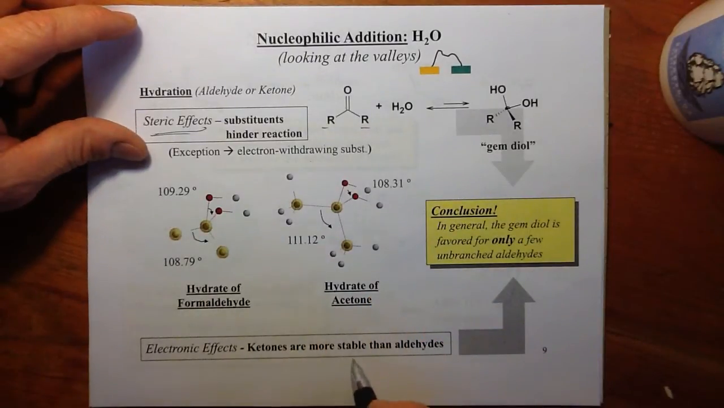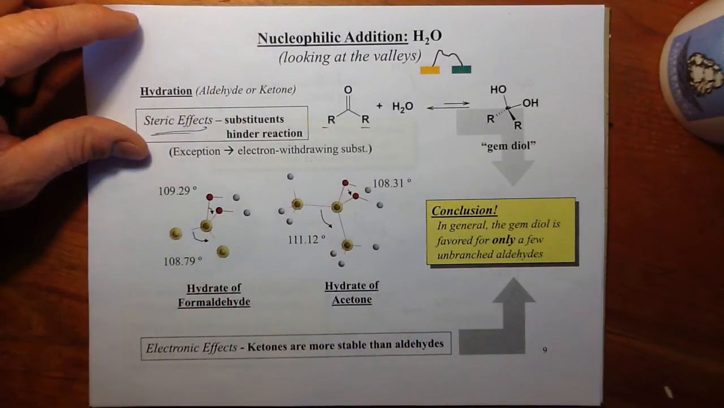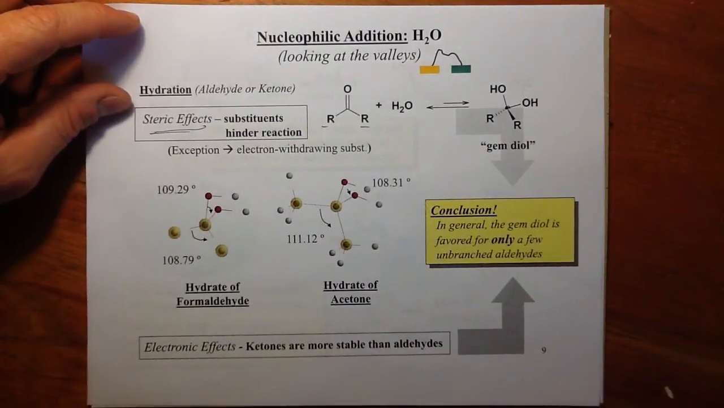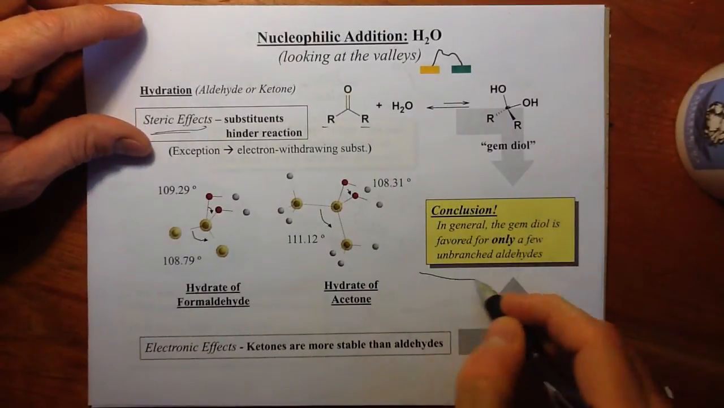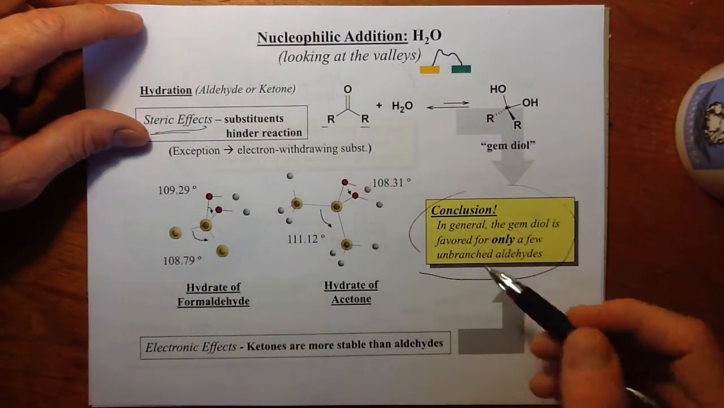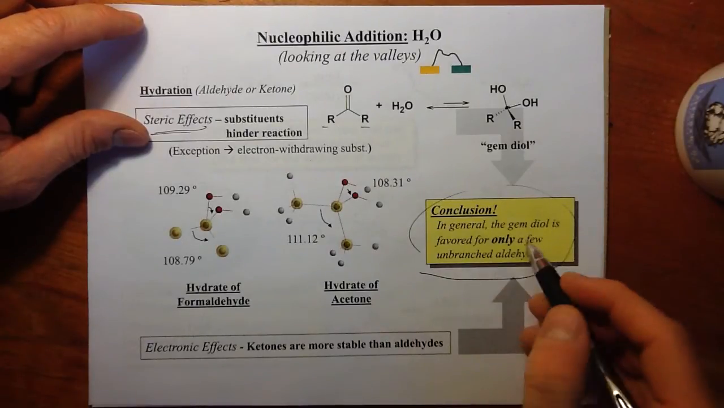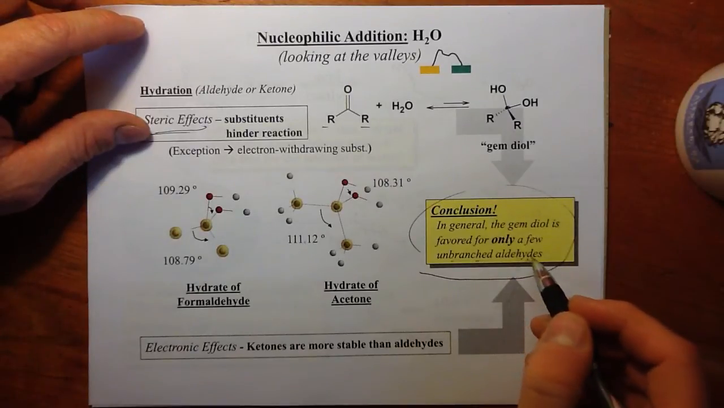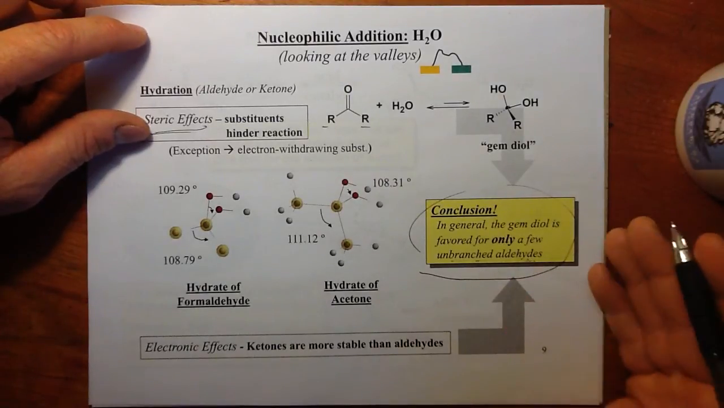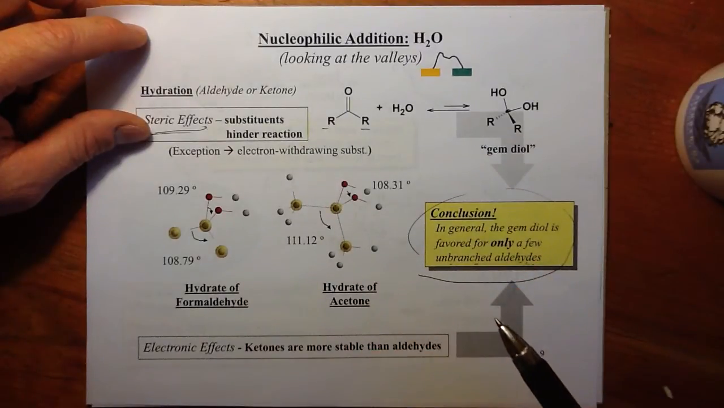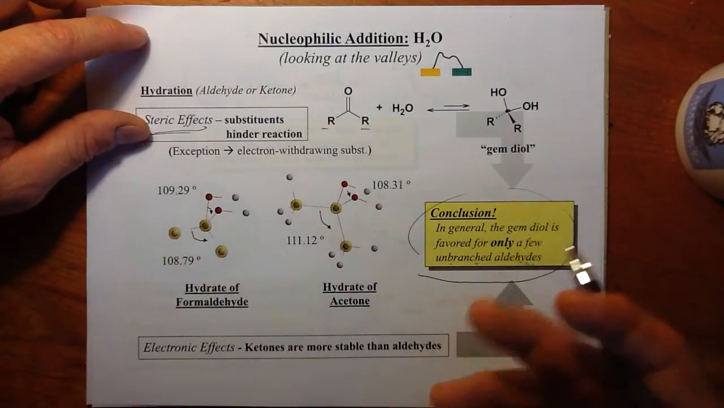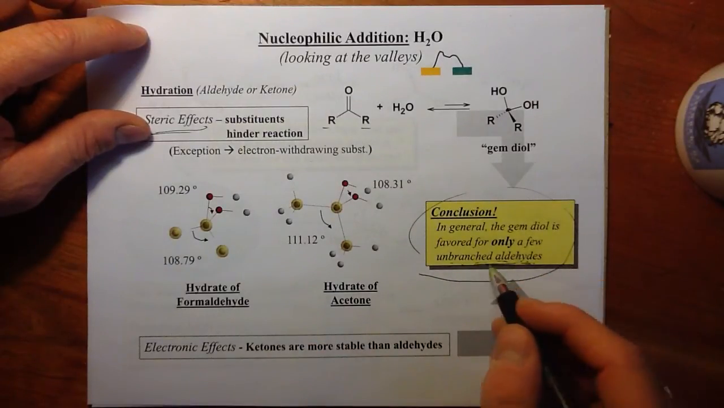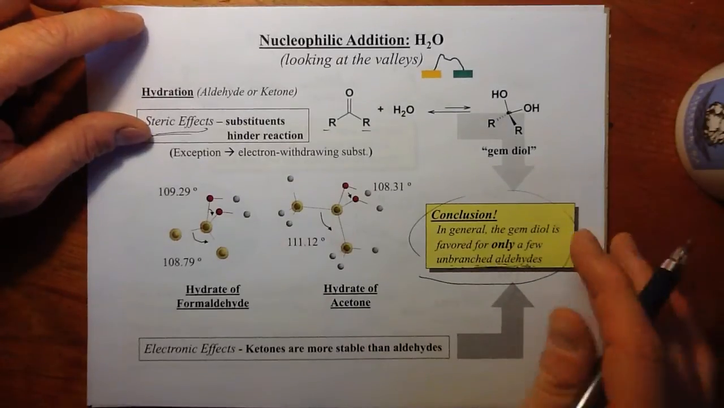So electronic effects, ketones are more stable than aldehydes. Ketones can even be harder to make addition products with than aldehydes. So in general, the conclusion is when it comes to addition products, really the only thing that's favored energetically is the few unbranched aldehydes that react with nucleophiles. So if we have an unbranched aldehyde and the addition of water, alcohols, things that can, if we have reversibility, things that react with unbranched aldehydes tend to give us more stable products.